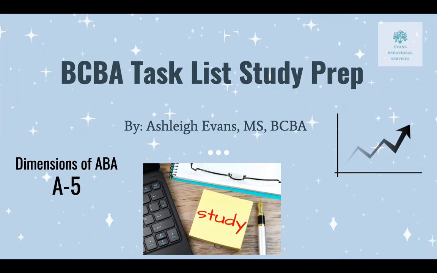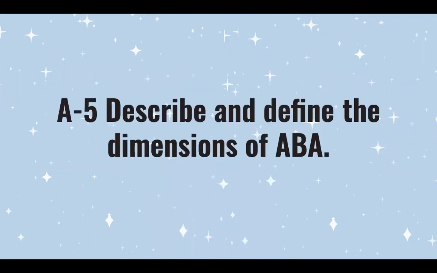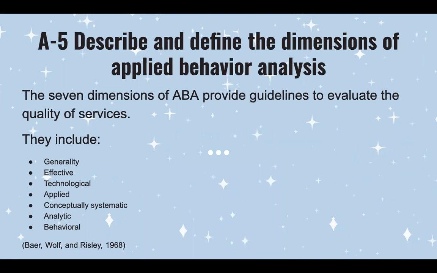We are continuing on our BCBA task list study prep series here. Today we are continuing section A-5, which are the dimensions of ABA. So there are 7 dimensions of ABA, which essentially provide guidelines to evaluate the quality of services. So ABA services should include generality, effective, technological, applied, conceptually systematic, analytic, and behavioral.